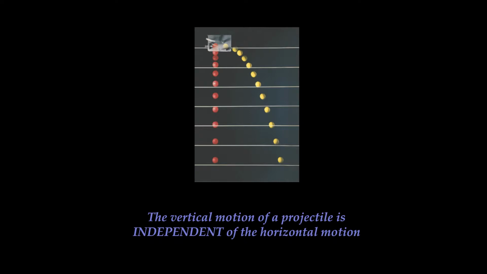I'm going to drop a bullet and fire a bullet. Those two bullets would hit the ground at the same time because the vertical and horizontal motions are independent, one from the other. It's really rather remarkable. And I'm going to take advantage of that to solve new kinds of problems that I couldn't solve before. Because if I can separate projectile motion into horizontal motion and vertical motion, I can solve those problems separately. And those are problems that I know how to solve.